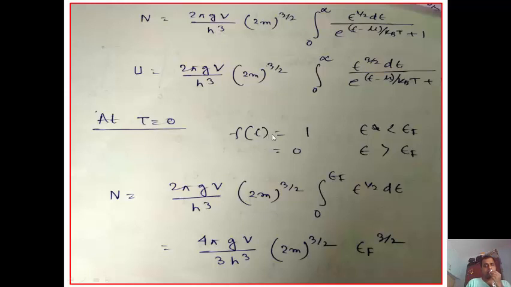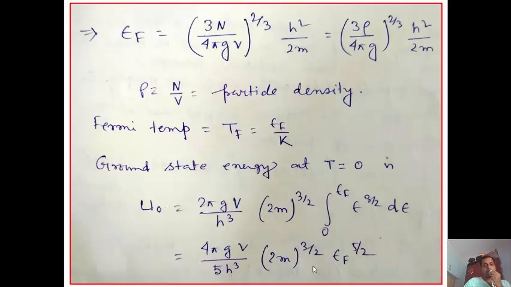At T equals 0, what do we get? f(epsilon) equals 1, as we got earlier. So N equals, with the distribution function becoming 1 or 0, 4 pi gV by 3h cube times (2m) to the power 3 by 2 times epsilon f to the power 3 by 2. So epsilon f equals (3N by 4 pi gV) to the power 2/3 times h square by 2m. N by V can be written as rho, so we can write the equation as (3 rho by 4 pi g) to the power 2/3 times h square by m, and the Fermi temperature can be defined as Tf equals epsilon f by k.